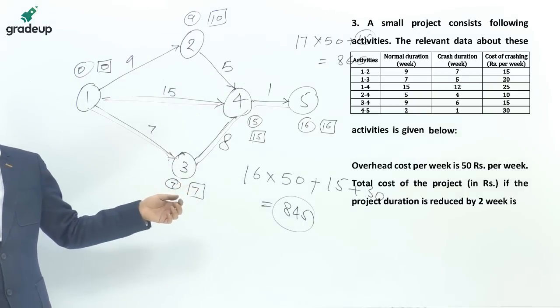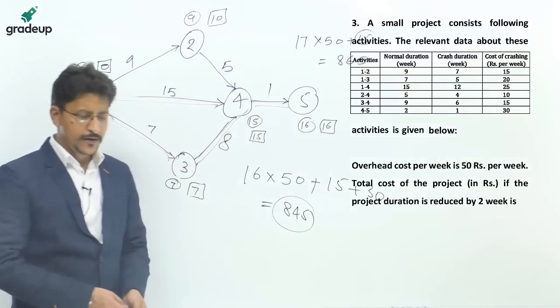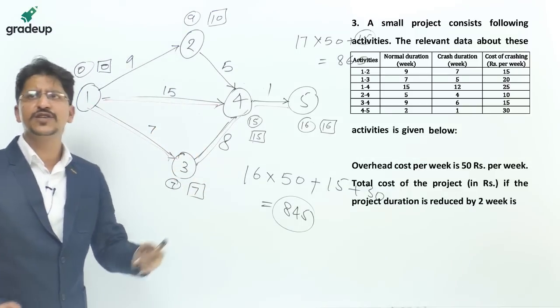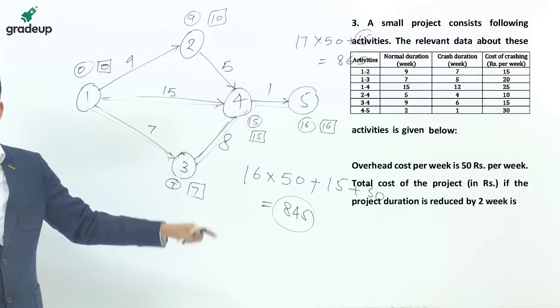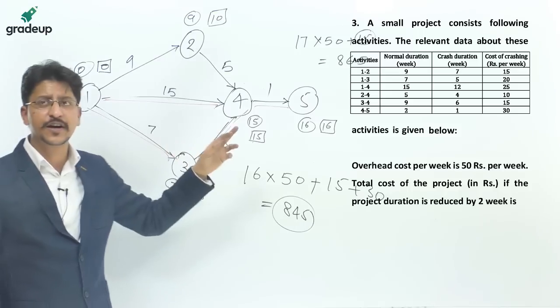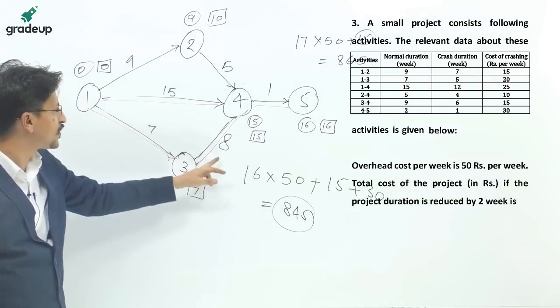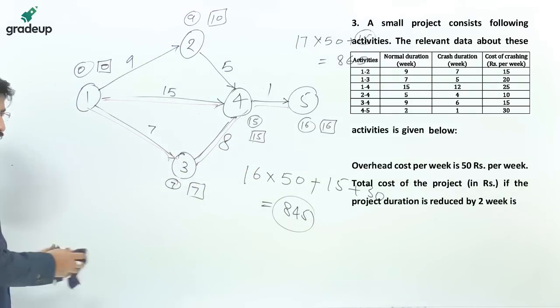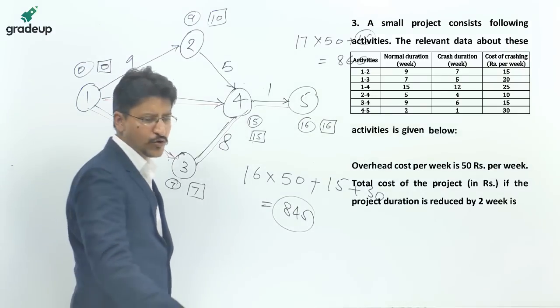Why we are crashing 1, 4 and 3, 4? Because there are only two combinations which will not change the critical path that we have created, that is 1, 4, 3, 4 and 1, 4, 1, 3. These are the combinations. Okay, I hope this question is clear.